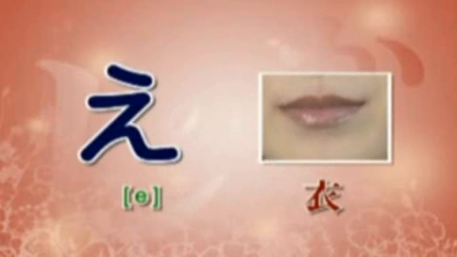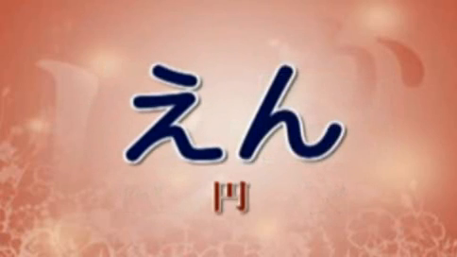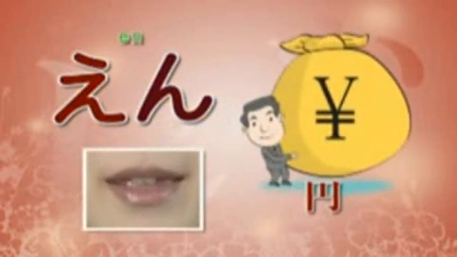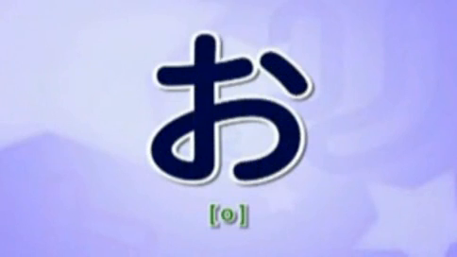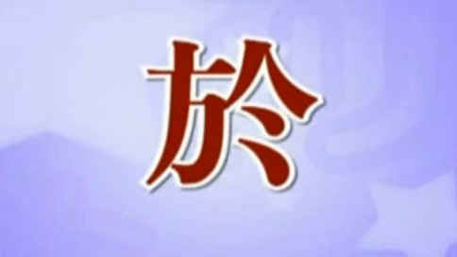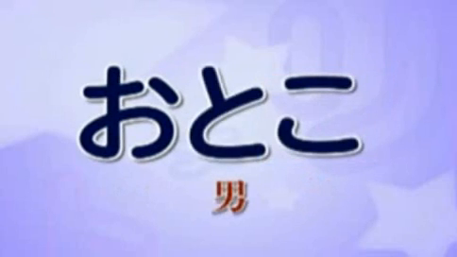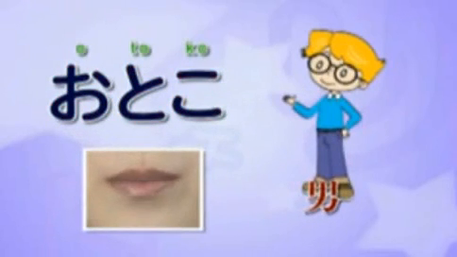En is Japanese money. O is a cursive letter for the Chinese letter O. Otoko is a man.